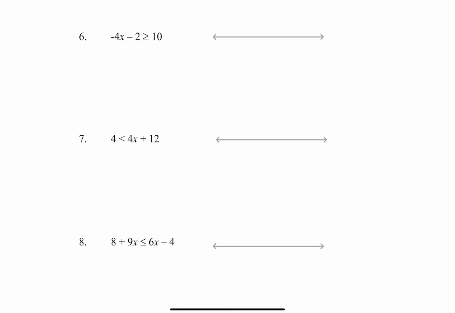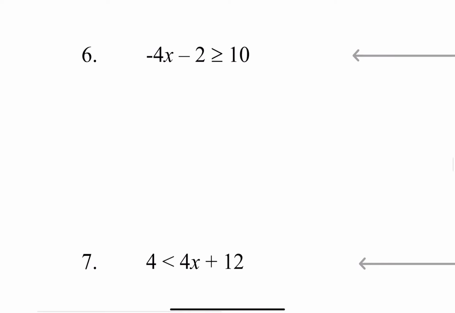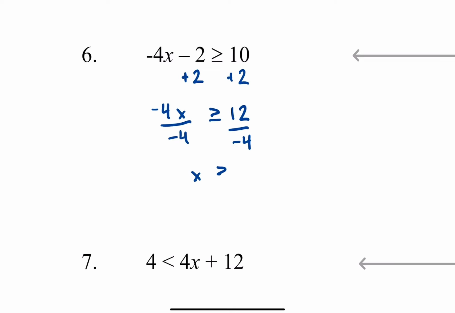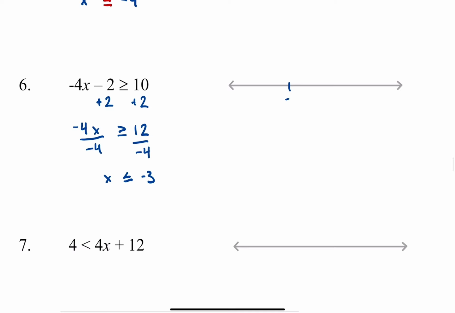Let's go through them. In the case of number 6, again, we have to do our order of operations backwards to isolate the x. So I'm going to add 2 to both sides. We get -4x is greater than or equal to 12. Dividing both sides by -4, we get x is less than or equal to -3. So if -3 is right here on our number line, our solutions are going to be a closed dot going to the left.